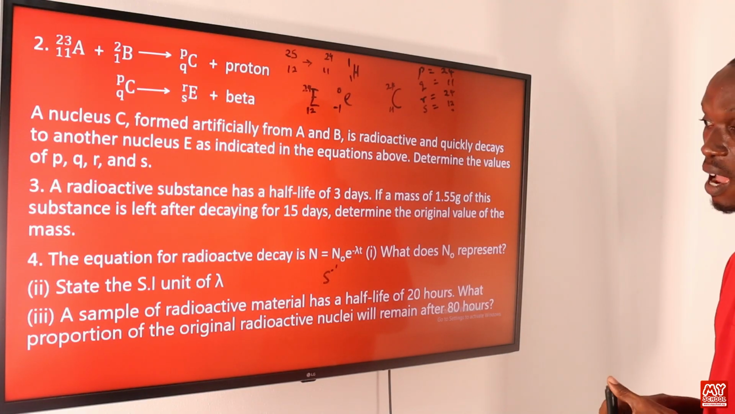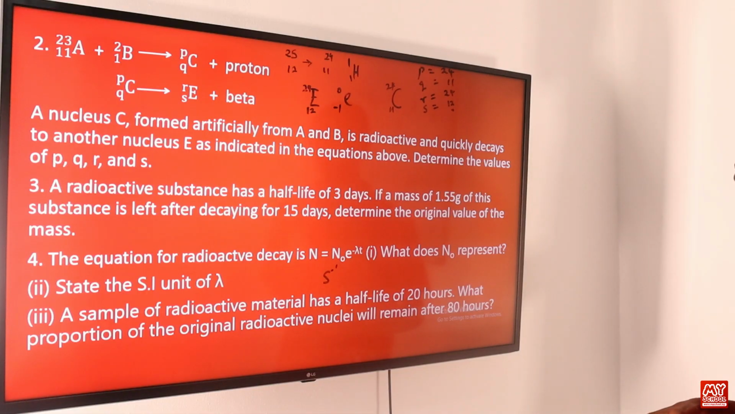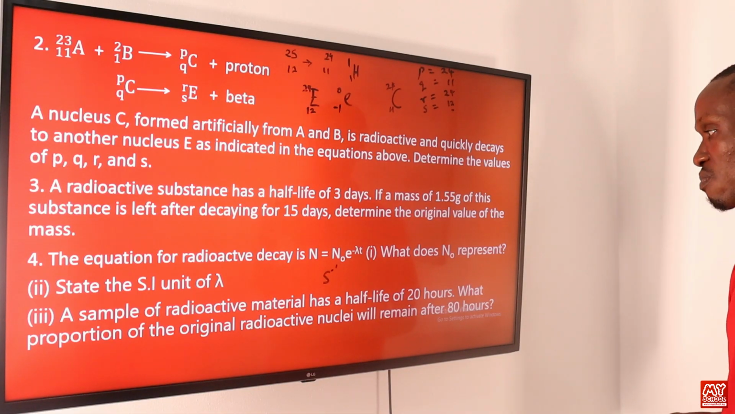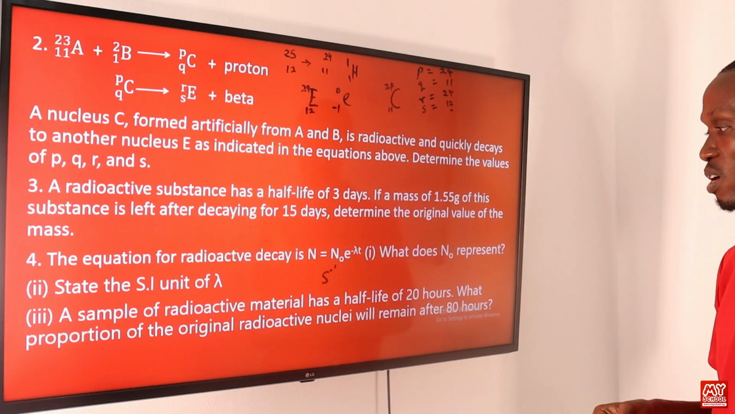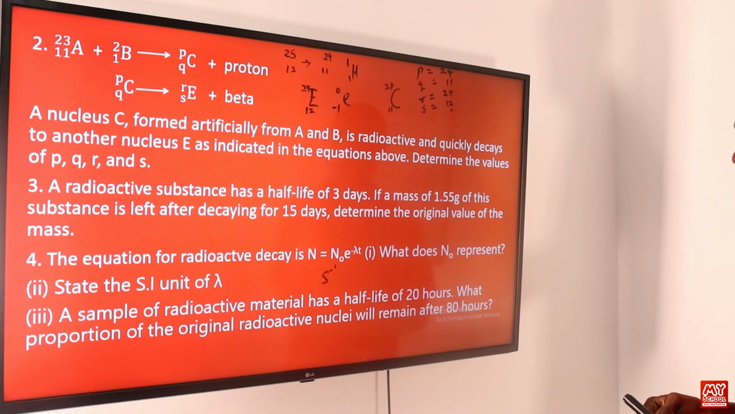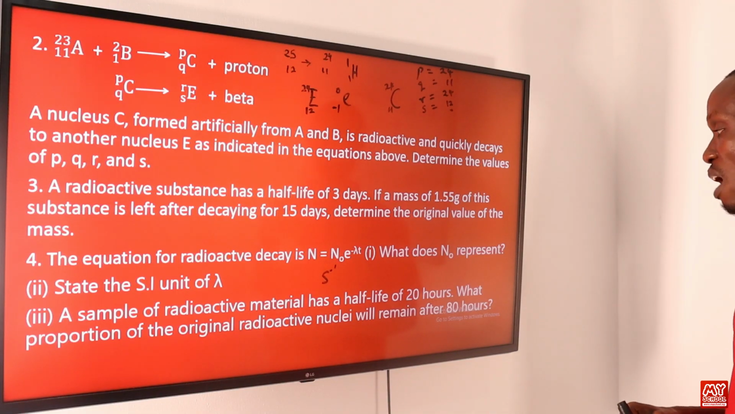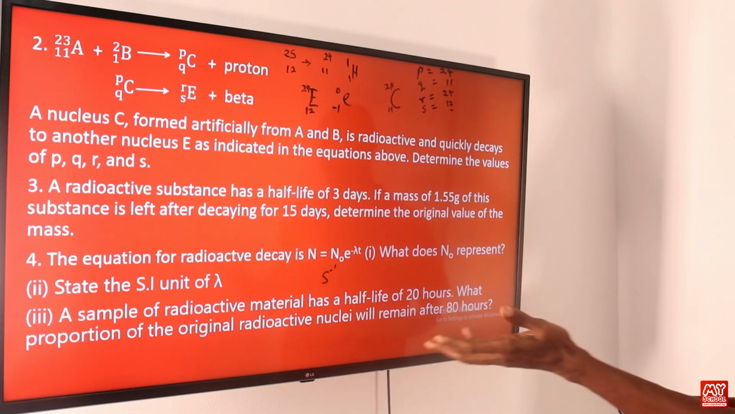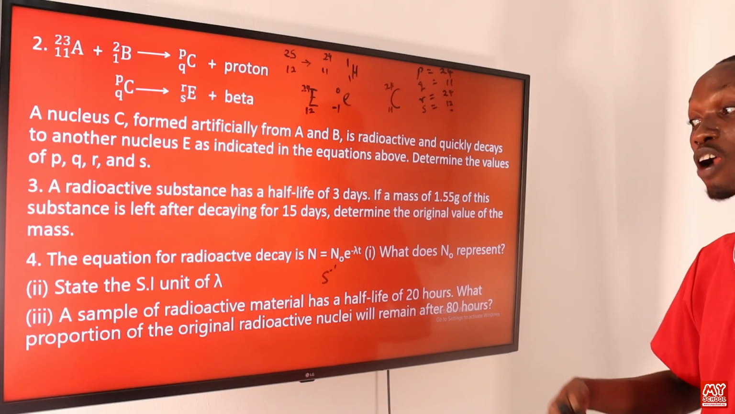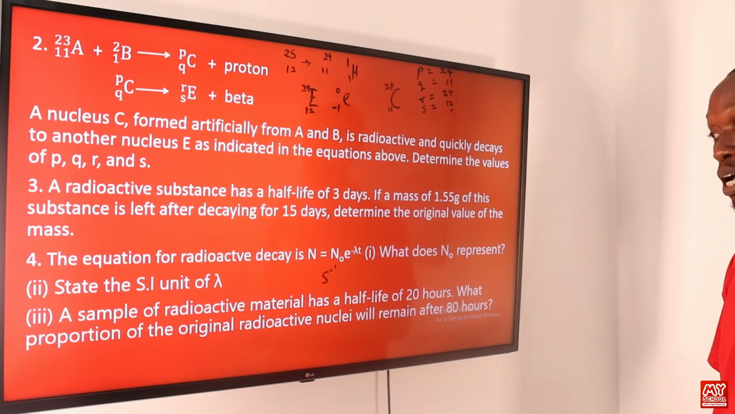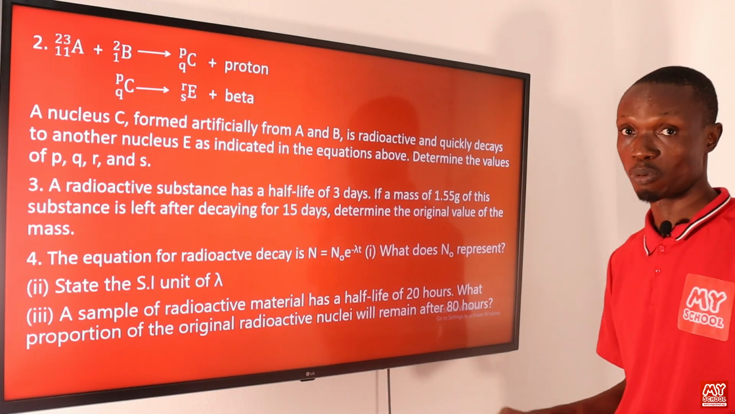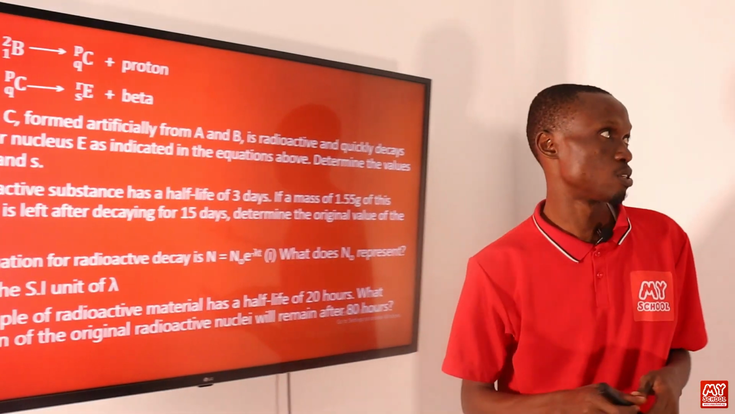Now let's answer part III. A sample of radioactive material has a half-life of 20 hours. What proportion of the original radioactive nuclei will remain after 80 hours? When they're talking about proportion, basically they're talking about fraction, and those are two words that are used interchangeably in mathematics. Okay, let's move over to the board to provide an answer to this question.